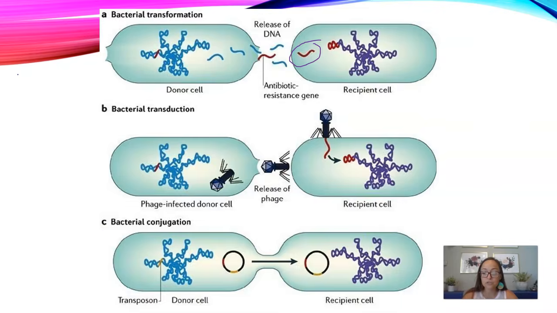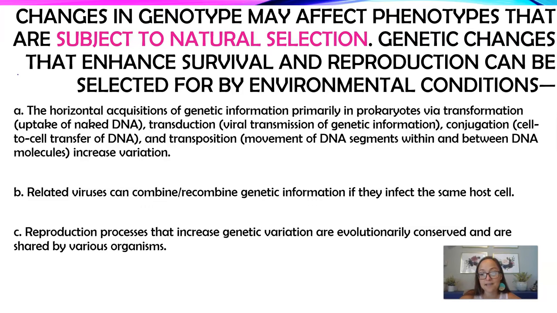DNA sequence. So if we go back to this Part A, that's talking about different variation and ways that bacteria or prokaryotes can acquire variation separate from just mutations. And then that new variation can be acted on by natural selection.